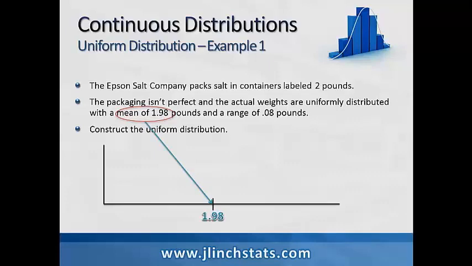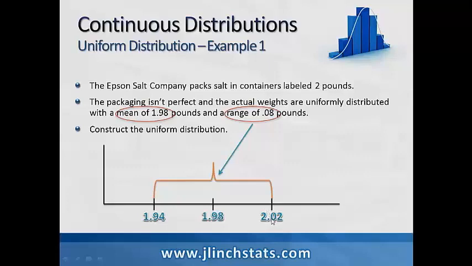Now, let's look at the other important piece of information that describes the distribution, which is the range. The range of values of all bags of salt is 0.08. If I know the center of my distribution, I can go half the distance of the range to the right and half the distance to the left to get my endpoints. Since the range is 0.08, if we move half that distance, or 0.04, above the mean, we come up with an upper endpoint of 2.02. And if we go 0.04 below the mean, we get a minimum value of 1.94. So all bags of salt are going to range somewhere between 1.94 pounds and 2.02 pounds.